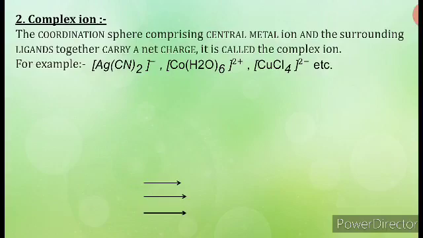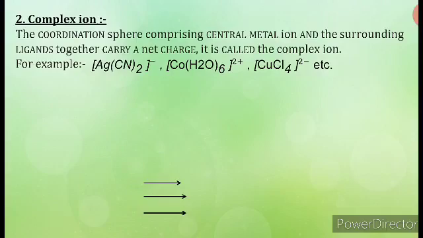Hexaaquacobalt(II) ion, it is cationic. Tetrachlorocuprate(II) ion, it is again an anionic complex. So the coordination sphere with central metal atom and ligands, if it carries any residual or net charge, then it becomes a complex ion. It is known as a complex ion.